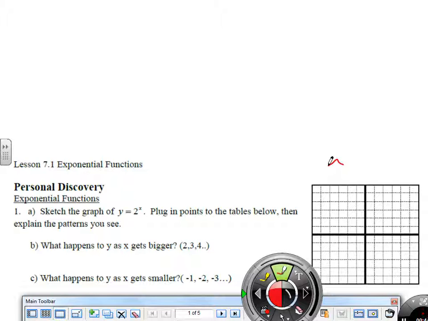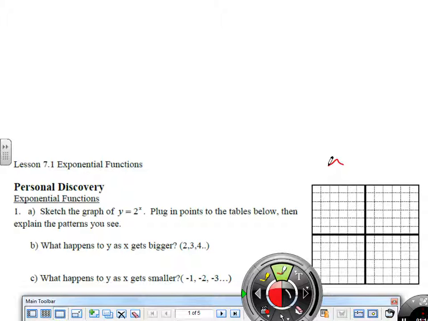Now this says plug in points to the table below. We're going to use the table that your calculator can make for us. So how would you generally describe the shape of this curve? What would you guys say is happening? Okay, it's curved. Sure. Okay, so it seems to have some positive correlation. So that kind of leads into these questions right here.